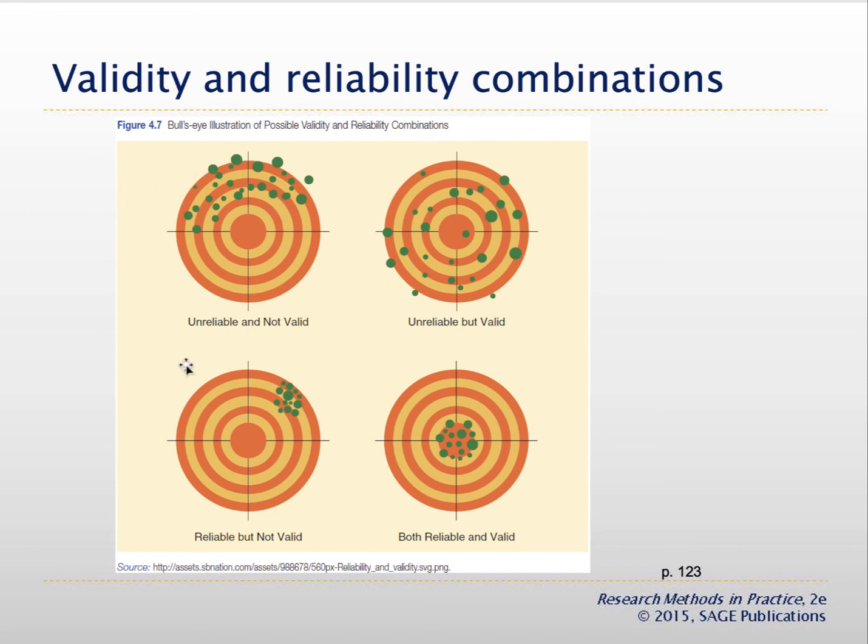And then the worst possible case is in the upper left. Unreliable and not valid. Spread out and off target. Oh my God, that's a pretty useless measure.